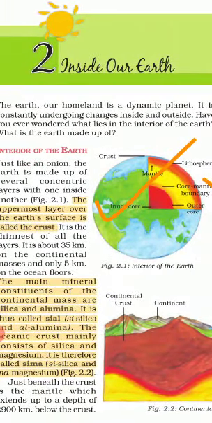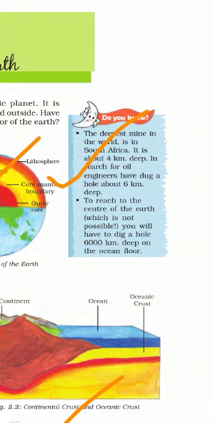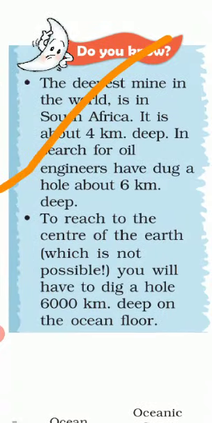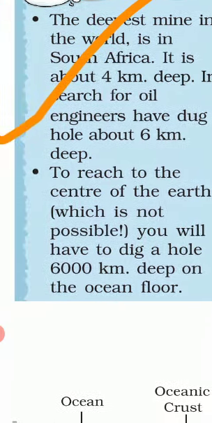With this we complete our first topic, that is layers of the earth, 3 different layers of the earth. Take a pencil and underline those words and lines which I am telling you to underline. First is this Do You Know box. If the question asks where is the deepest mine in the world, what will be your answer? It will be in South Africa. And what is its depth? It is 4 kilometer deep, and in search of oil engineers have dug a hole of 6 kilometer deep.